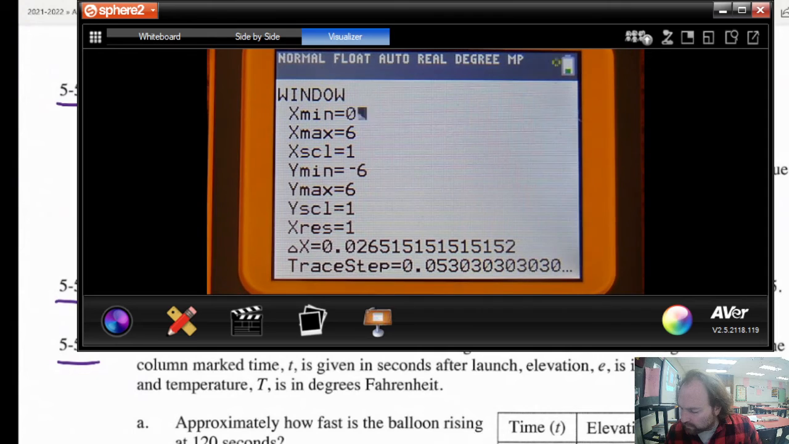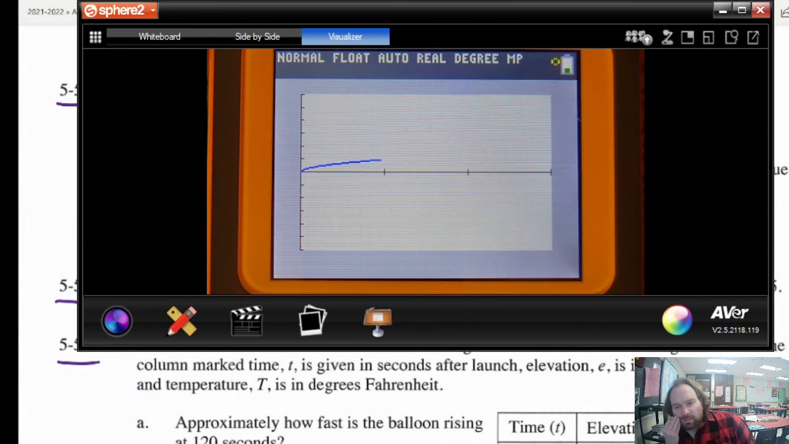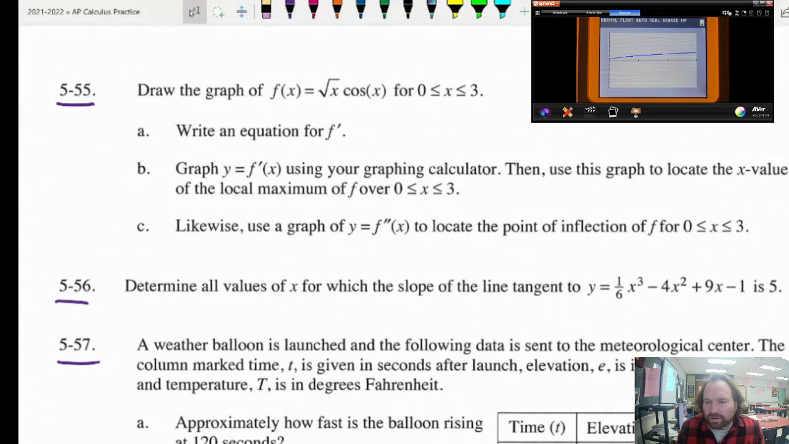Window. Let's go from 0 to 3. Since cosine just oscillates, I'm going to leave it right there. It looks pretty interesting and doesn't really look like it's doing too much, just doing a thing. The cosine part is oscillating from -1 to 1, but the square root of x is continually growing, so it doesn't really matter too much.